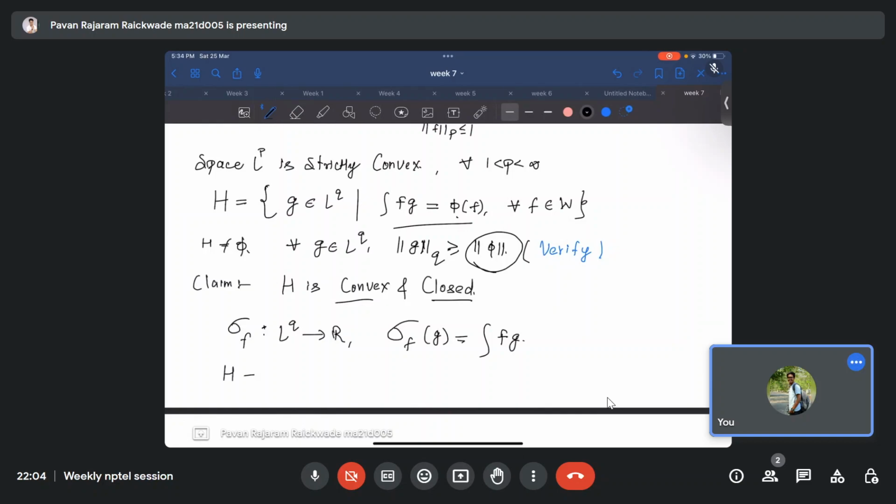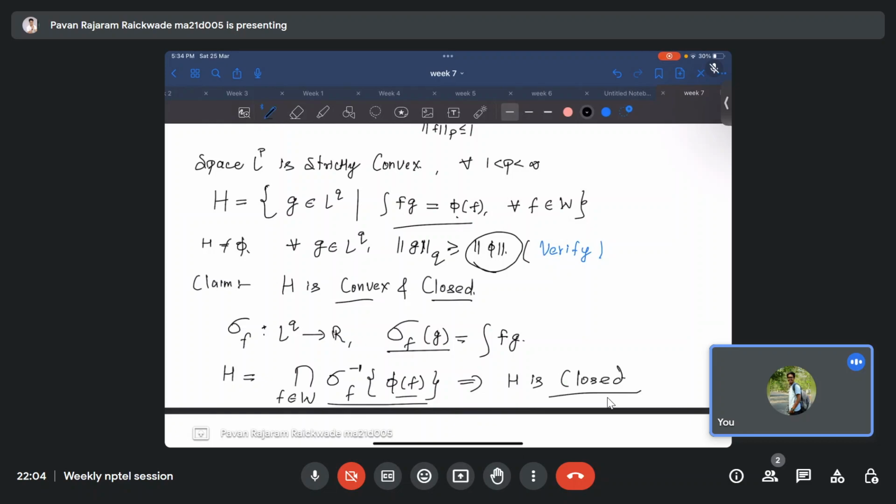If you see, the set H is the intersection of psi f inverse of the singleton set phi of f, where f belongs to W. The psi f is a continuous functional, and hence phi of f is a singleton set, so it's a closed set. The inverse image of a closed set under a continuous function is again closed, and you are taking an arbitrary intersection, which implies H is closed.